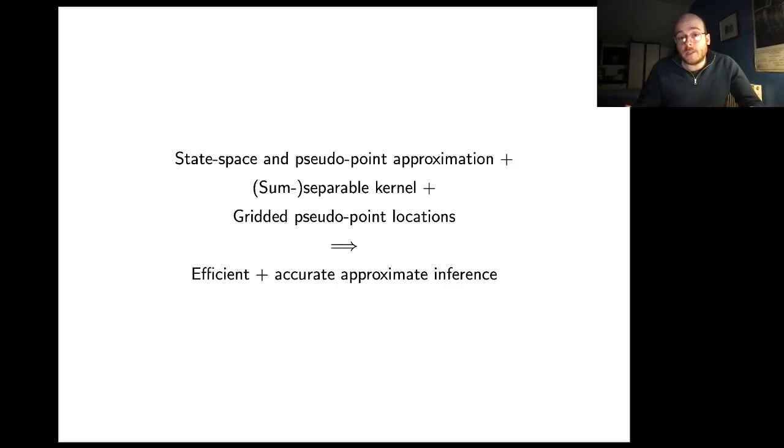So the take-home message is, take a state space approximation, construct a pseudo-point approximation to it. Given a couple of constraints, you get efficient and accurate approximate inference.